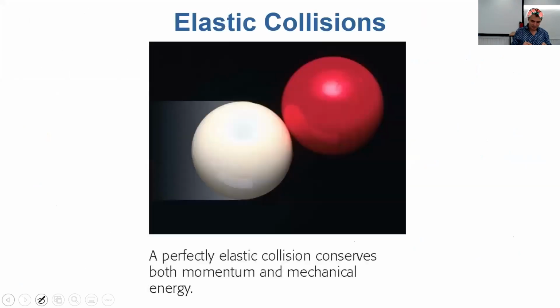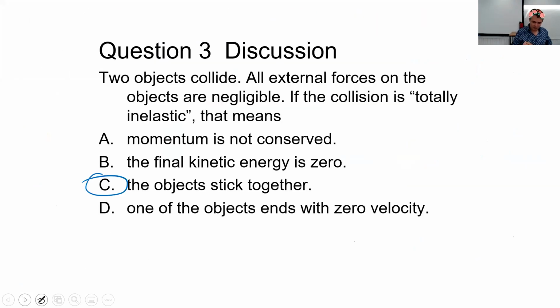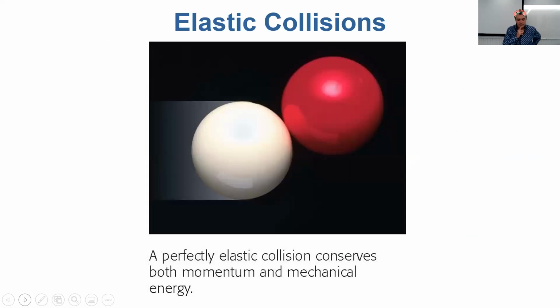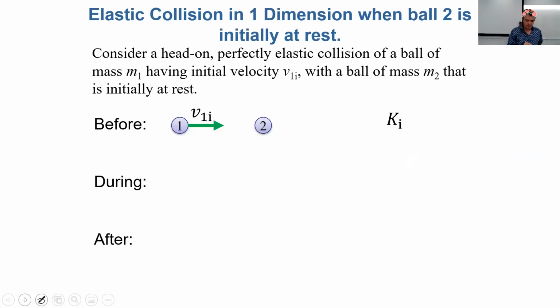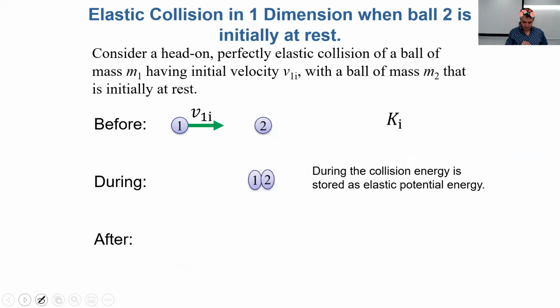So this is about elastic collisions. See if I have time to do it. A perfectly elastic collision conserves both momentum and mechanical energy, so the sum of the kinetic plus the potential. So here's an elastic collision in one dimension when ball 2 is initially at rest. We consider a head-on perfectly elastic collision of a ball of mass m1 having initial velocity v1i with a ball of mass m2 that's initially at rest.